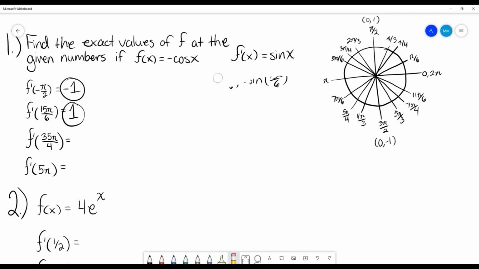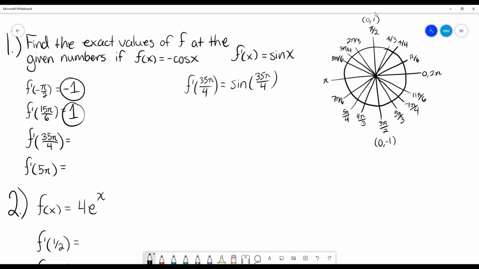Let's try... I might not have set these questions up the way I meant to, but that's okay, because I think we're still getting the gist of it. So let's try this next one. f prime of 35 pi over 4 is equal to sine of 35 pi over 4.